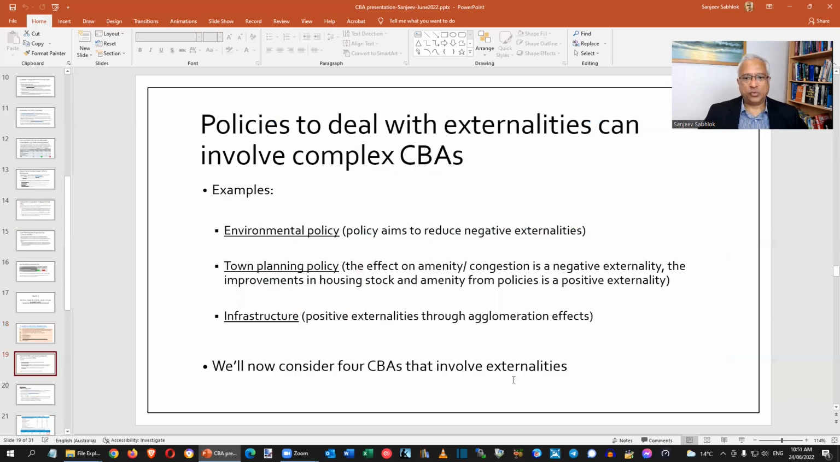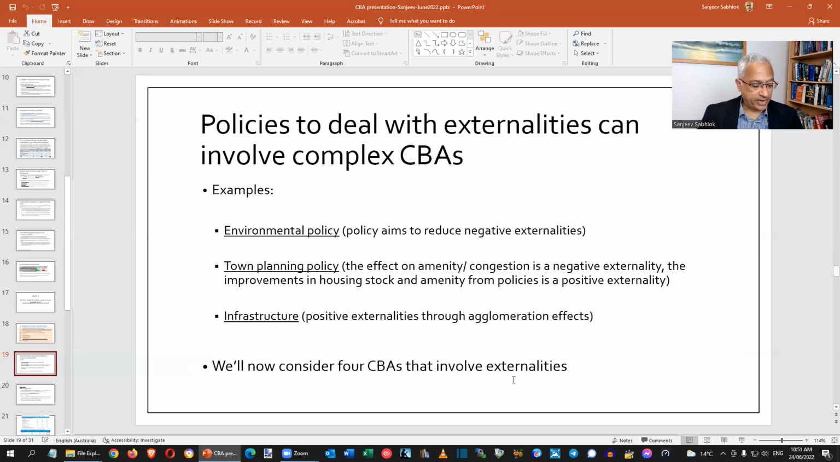Some of the most difficult cost-benefit analyses that I've come across are in environmental policy, town planning policy, infrastructure. In all these cases, what we notice is that there are these externalities. What I do then affects somebody else. It's not just between me and, say, the buyer or seller I'm dealing with. Something the third party gets affected. And that could be the environment, the view of my house that others get, or the congestion that I create, and so on. So that's basically the externalities problem.